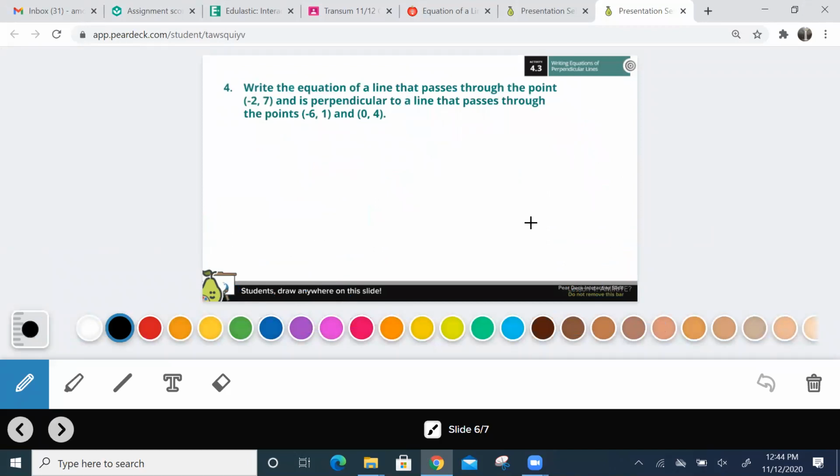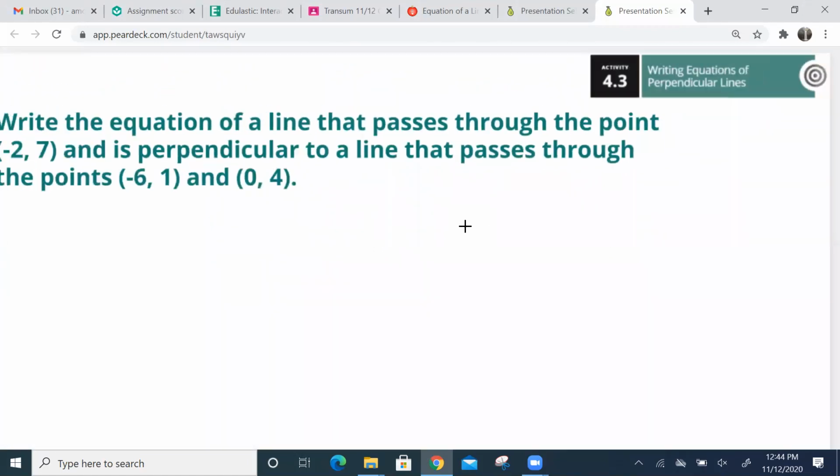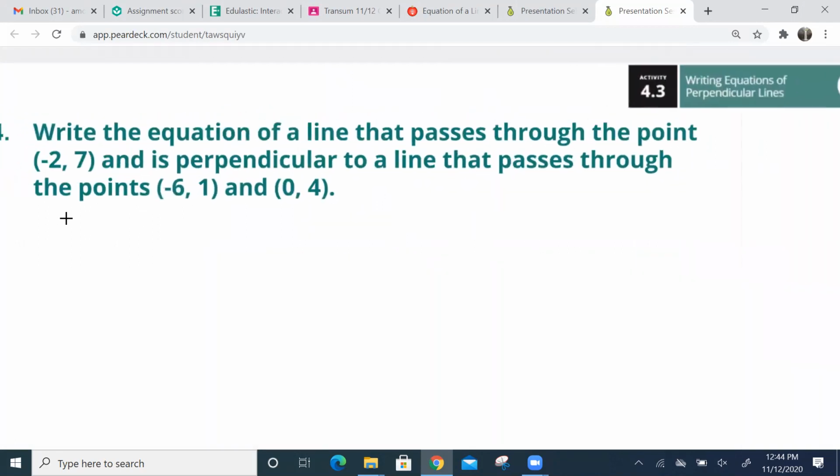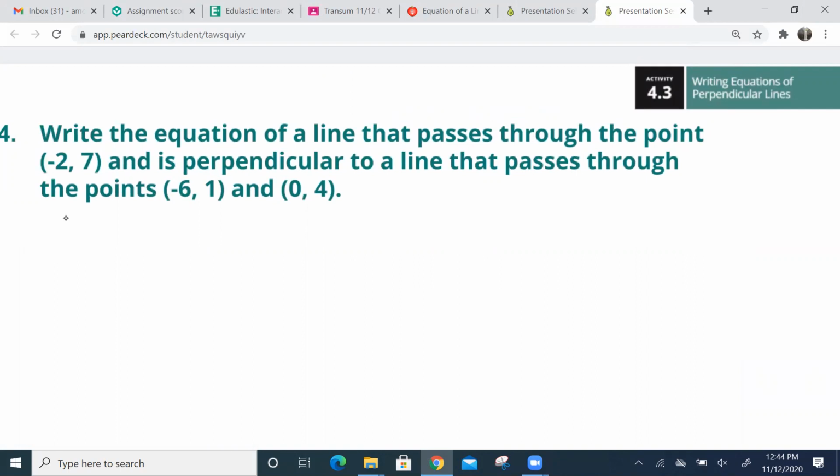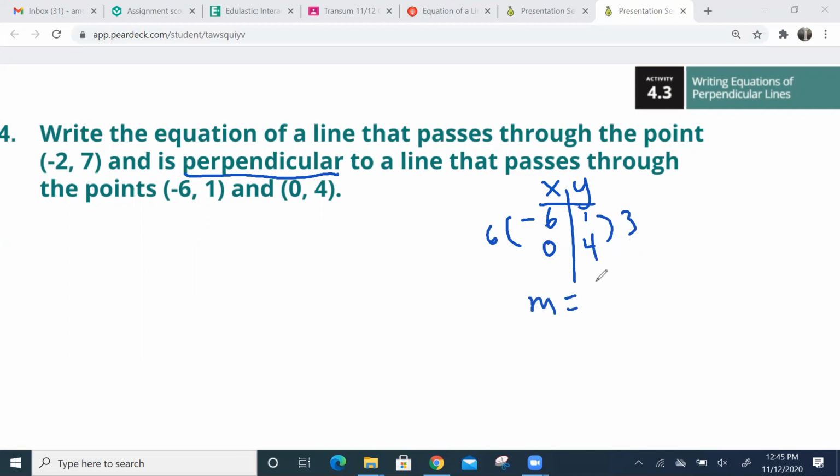And 2 more to do. Okay, so same thing as the one before. What did I do first? I made a table. It's perpendicular, so I'll make sure that it's perpendicular. So -6 and 1, 0 and 4. So from 1 to 4, from 1, 2, 3, 4, that would be 3. And then from -6 to 0, that will be +6. So the slope is 3 over 6, which is equal to 1/2.